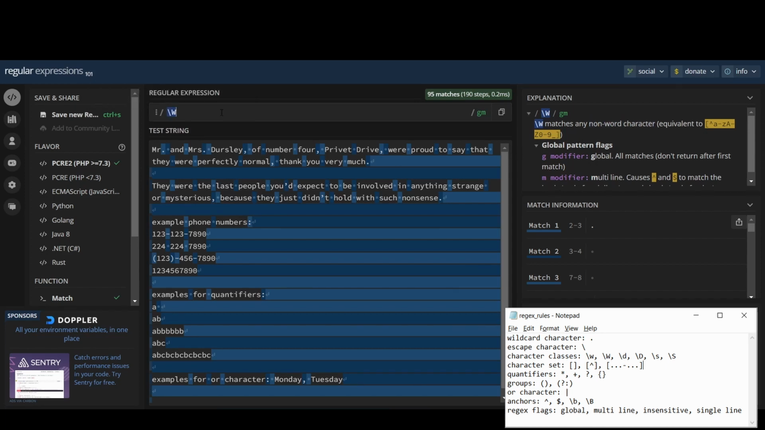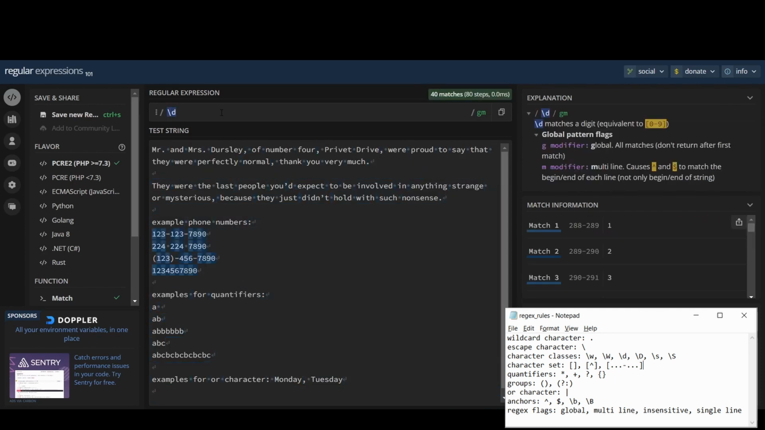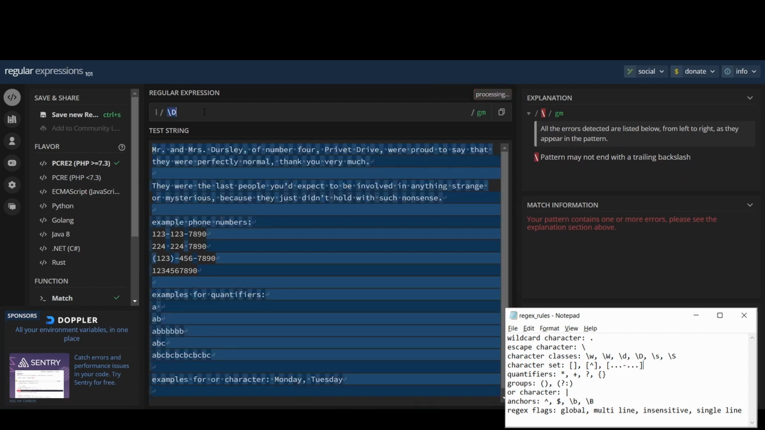The next character class that we are going to talk about is \d. This \d matches a digit from 0 to 9. So as you can see, all the digits have been highlighted. And again, if we want to do an inverse of digits, we can use \D.